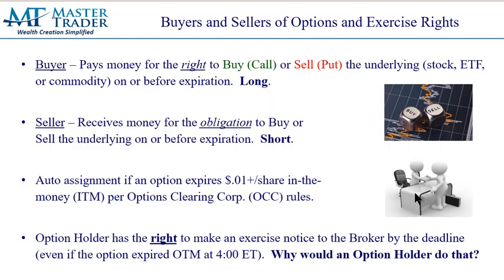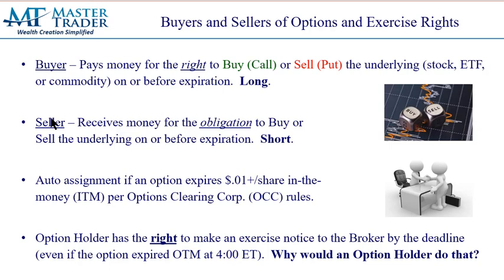Let's go to basics here so the idea of assignment will sink in. When a buyer buys an option, a call or put option, what does that give them? They're paying money for the right, not the obligation. They have the right to buy the underlying, that would be a call option, or they have the right to sell the underlying, that would be buying a put option. The underlying can be anything that's optionable, a stock, ETF, commodity, whatever, on or before expiration date. So these rights expire. When you buy an option, you're considered long.